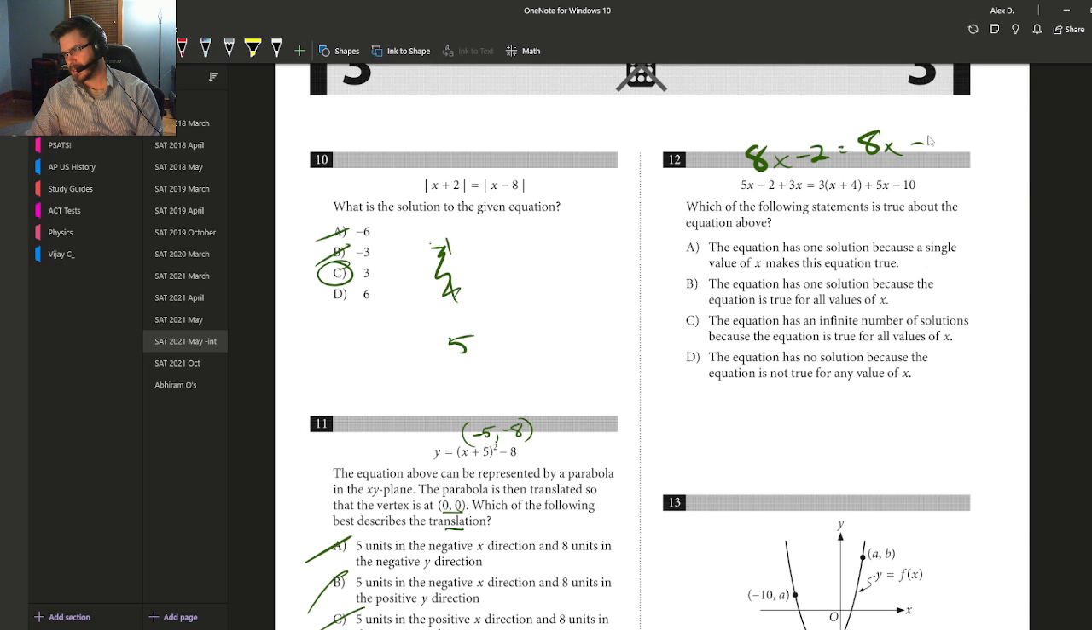That's 12x minus 10, that's plus 2. So these are parallel lines. Has no solution because they have the same slope and different y-intercepts. So they've reversed what they usually do.